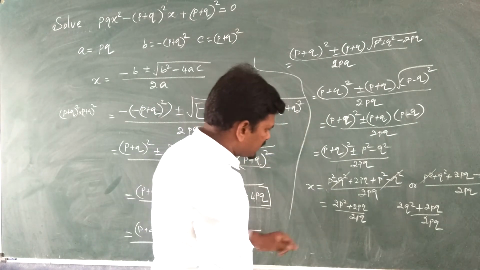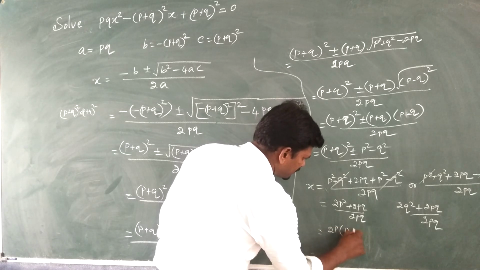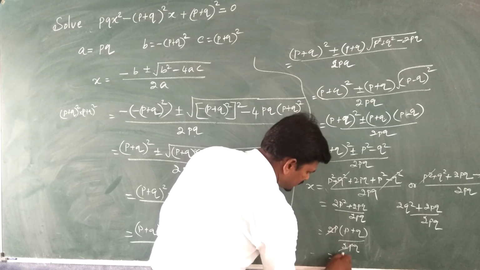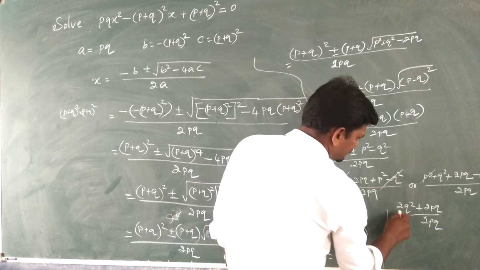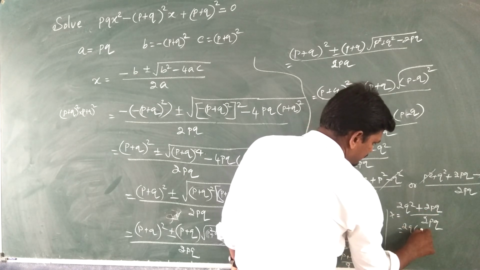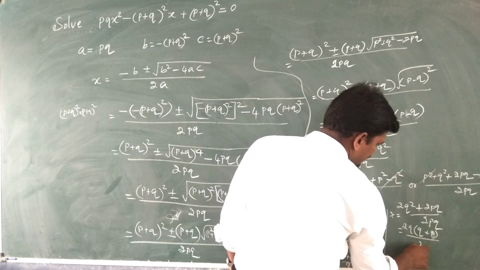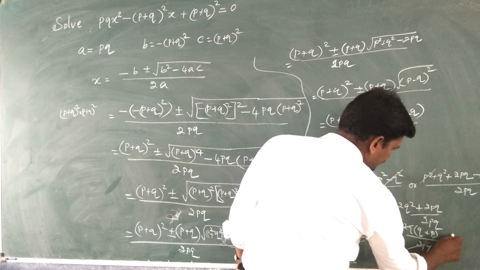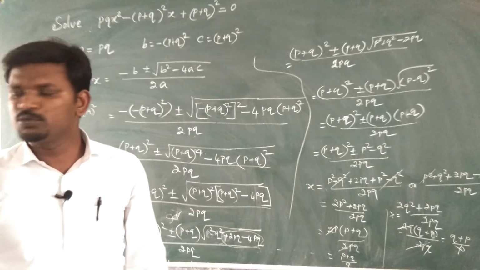Here what are the common terms? 2p into (p plus q) by 2pq. So this will be cancelled: (p plus q) by q. Or x is equal to 2q into (q plus p) by 2pq. So this 2q and 2q will be cancelled: (q plus p) by p. So these are the two values of x.